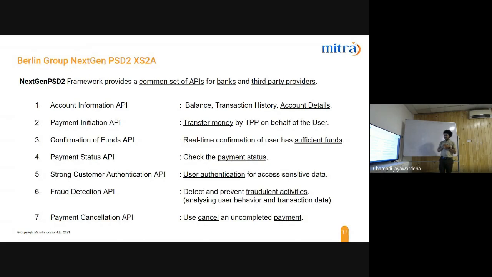And next is the fraud detection API. If transactions happen, there could be fraud that should be analyzed and detected. And payment cancellation APIs mean if the payment is not confirmed, it can be cancelled. So these are the categories really. Move to next.